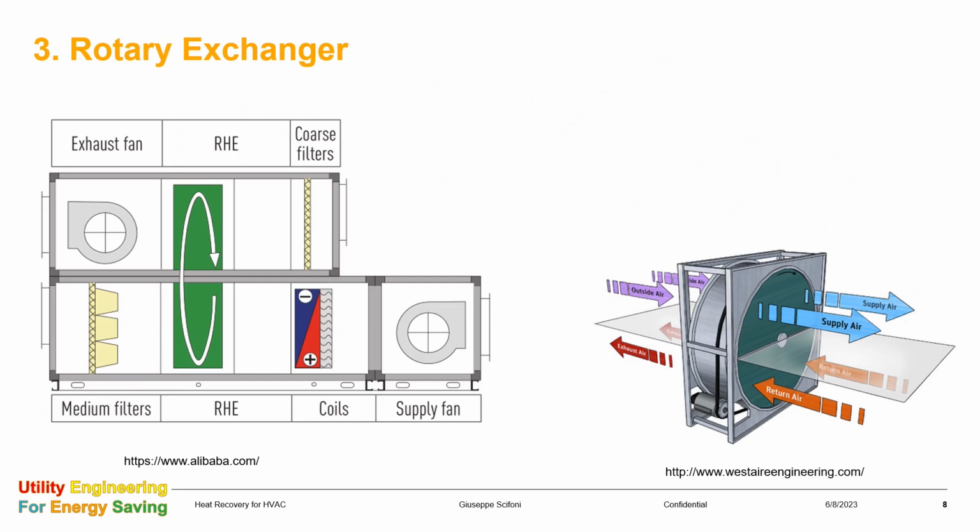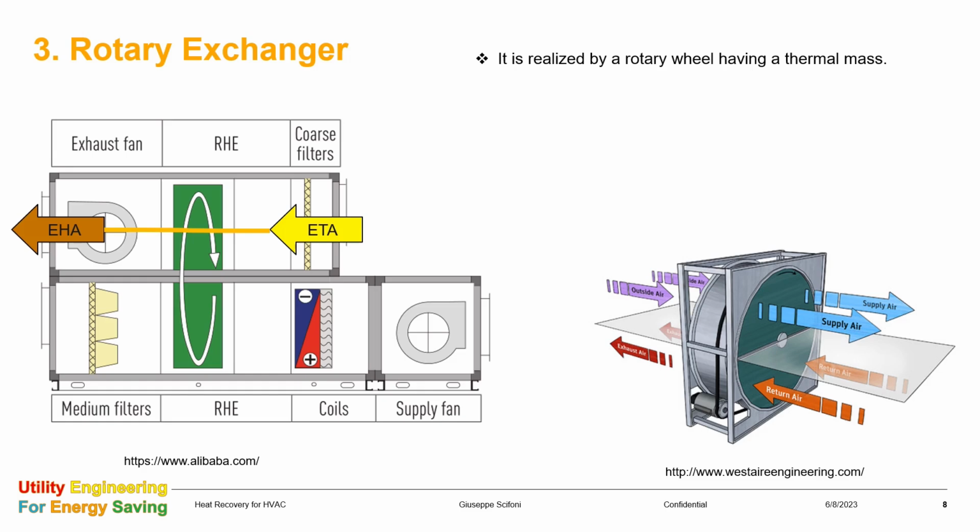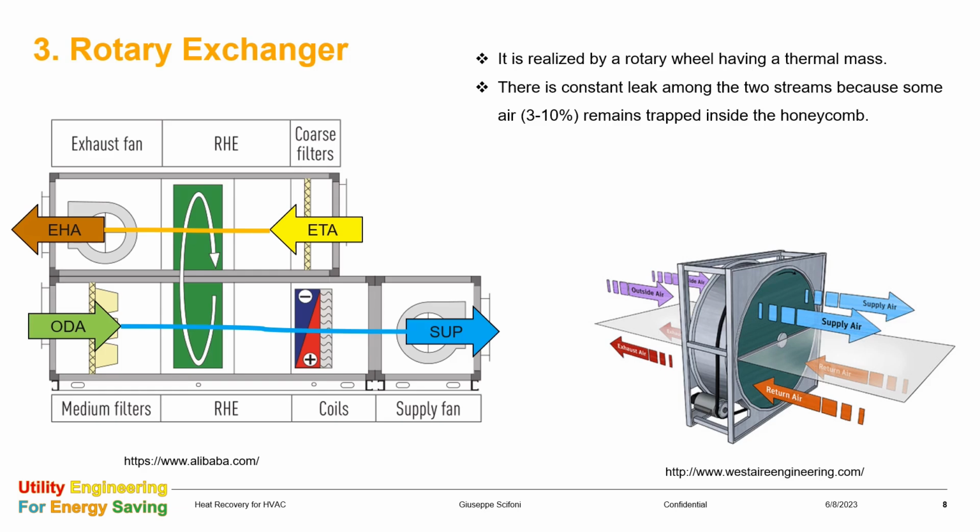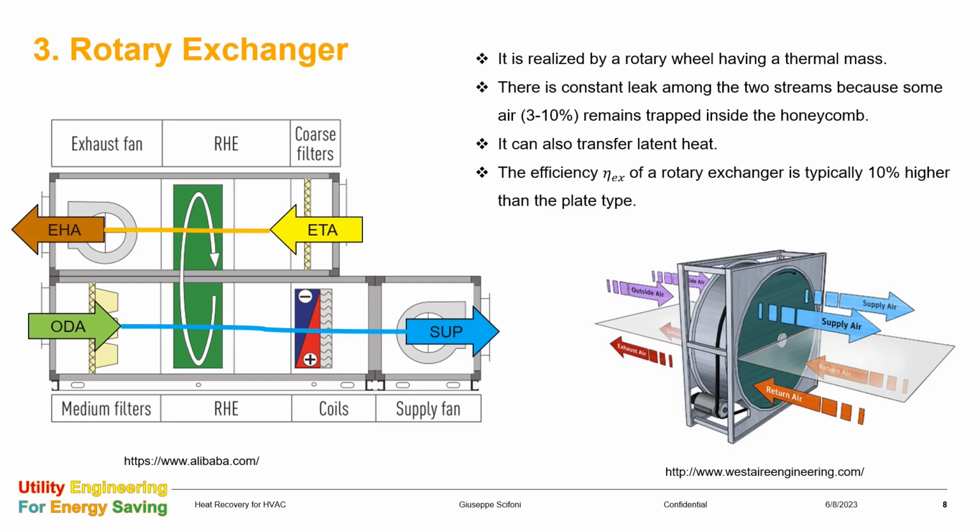The third heat recovery way is similar to the one seen before, but the heat exchanger inside the air handler is different. Here we adopt a rotary exchanger that is more compact and more efficient. The thermal wheel inside the air handling unit works as a thermal mass and transfers the heat among the two air streams, thanks to heat rotation. The air streams stay separated and do not cross each other, even though a certain leakage takes place due to the air trapped inside the honeycomb of the wheel.